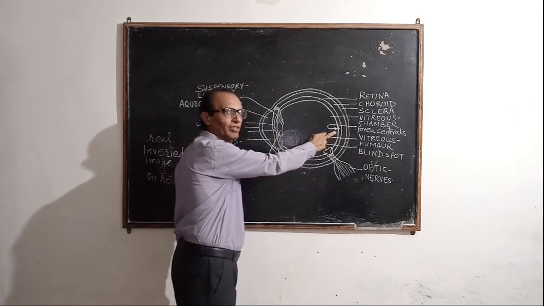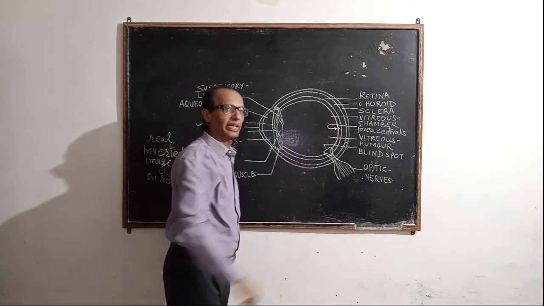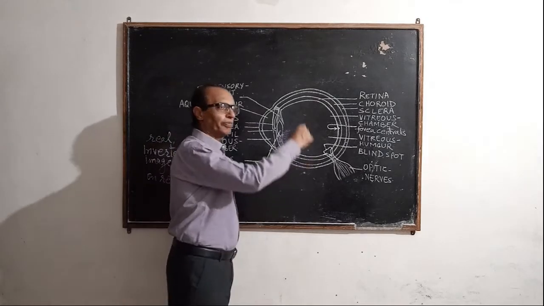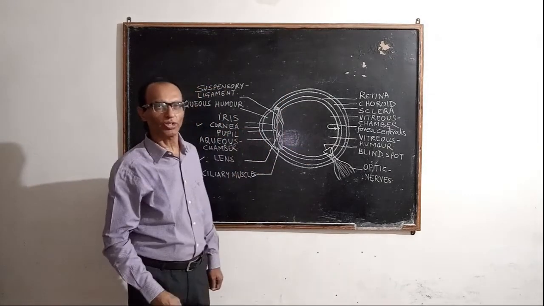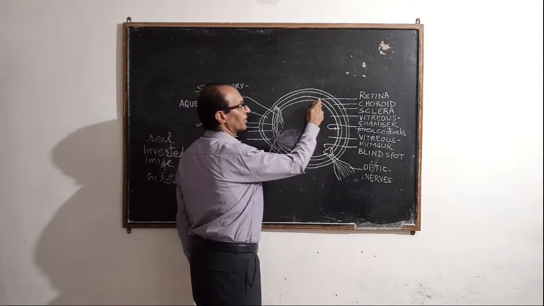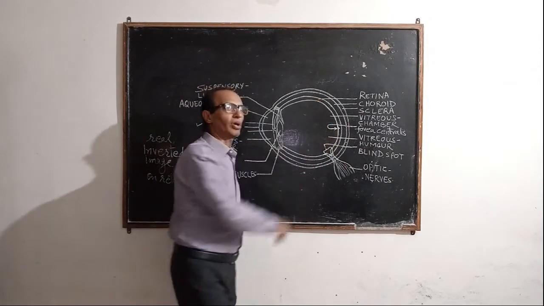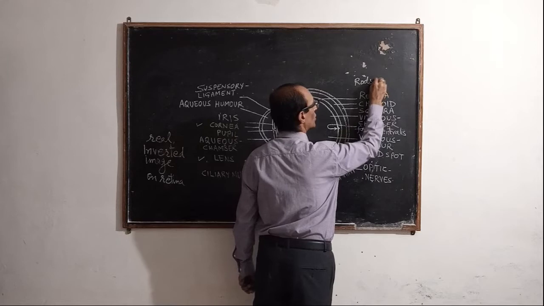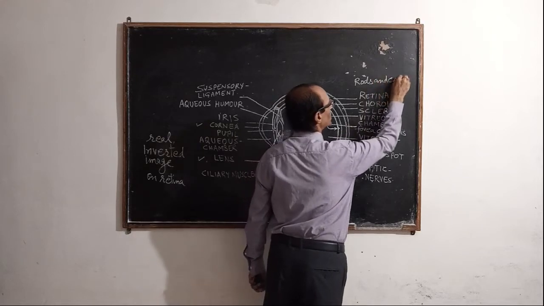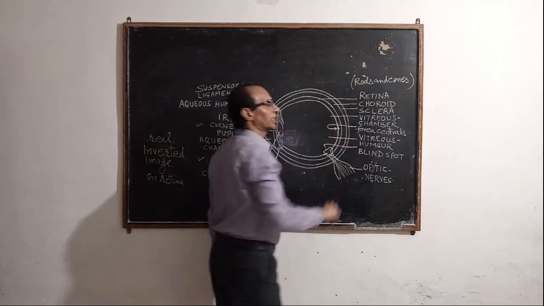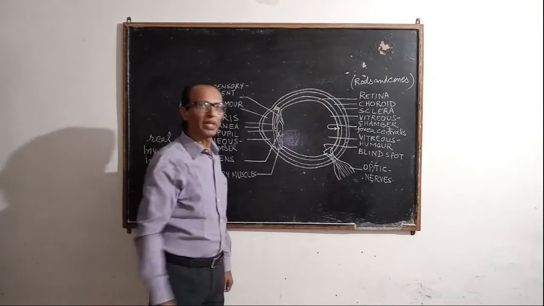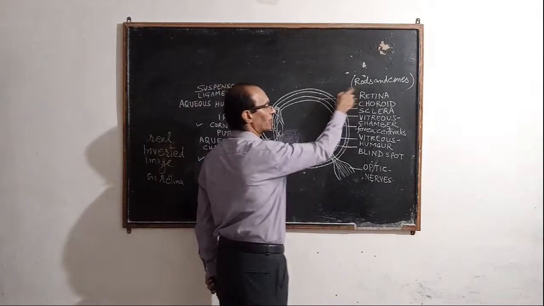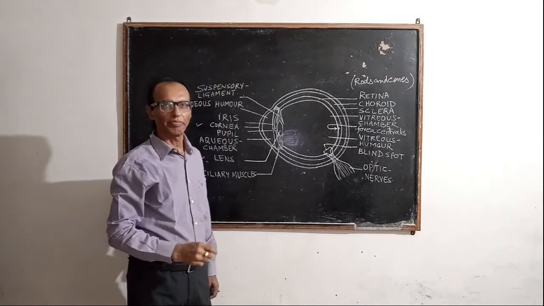The fovea centralis is that region of the retina where we get a very sharp image, and it has a large number of rods and cones. The retina consists of rods and cones. These are the two types of cells present in the retina. Then what is the function of these rods and cones? The rods are responsible for vision in dim light.